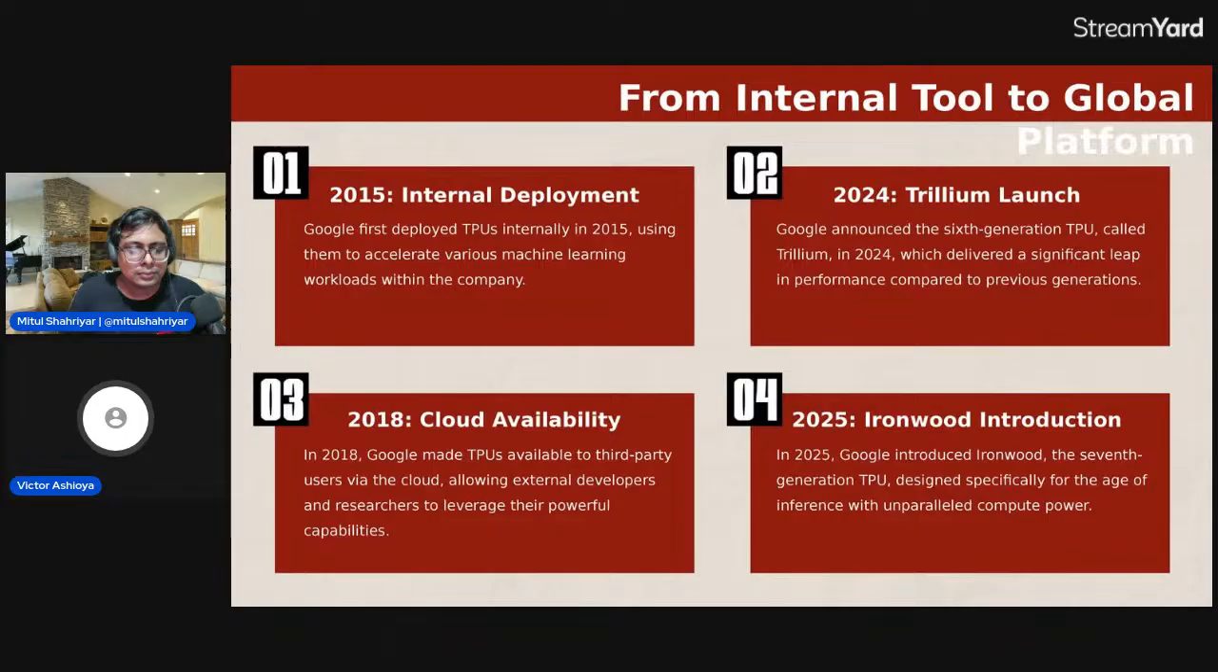So yeah, okay, a quick distinction. They don't share the actual hardware. They offer it to you via cloud, right? So if you go to Colab, you'll be offered it via cloud. So they don't sell to you the way Nvidia sells, right? The actual hardware. Instead they sell you access, basically through Google Cloud, right? Allowing external developers and researchers to leverage their powerful capabilities.